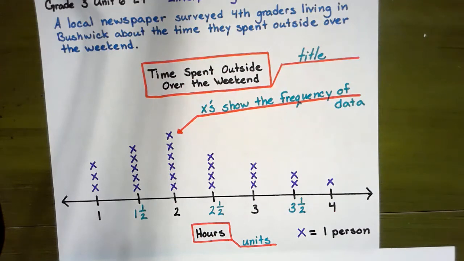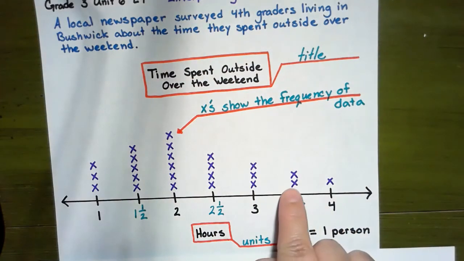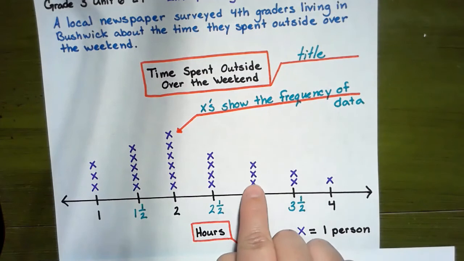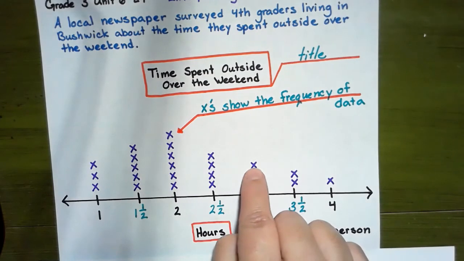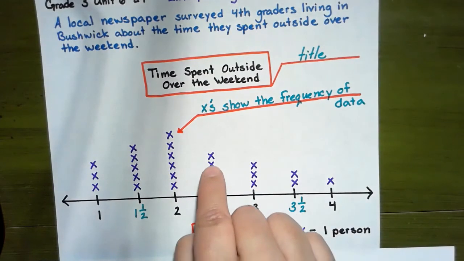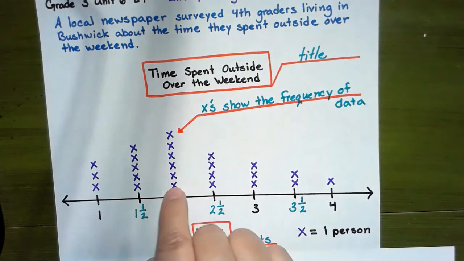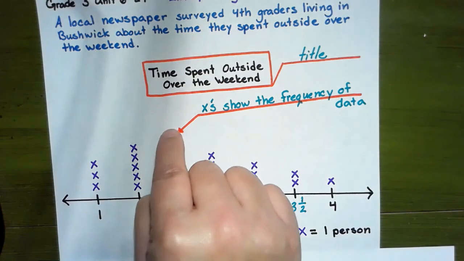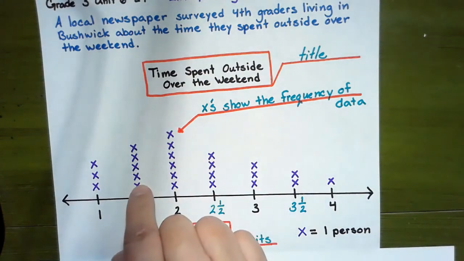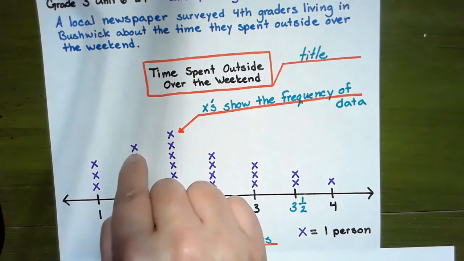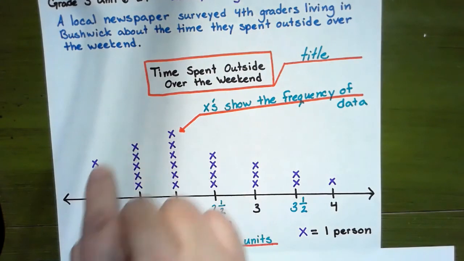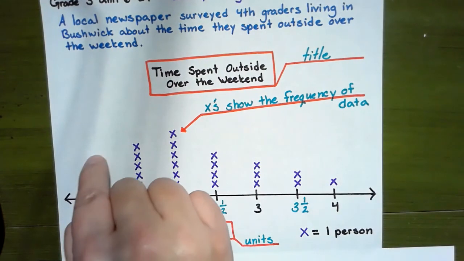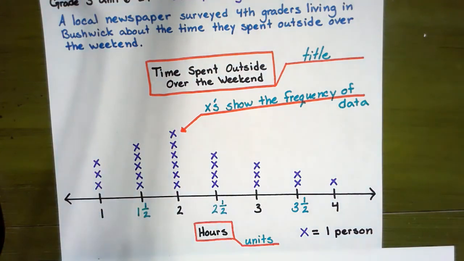Let's count them together. 1, 2, 3, 4, 5, 6, 7, 8, 9, 10, 11, 12, 13, 14, 15, 16, 17, 18, 19, 20, 21, 22, 23, 24. That means there are 24 students that were surveyed. Great job.